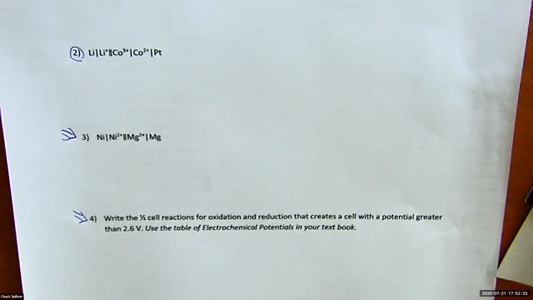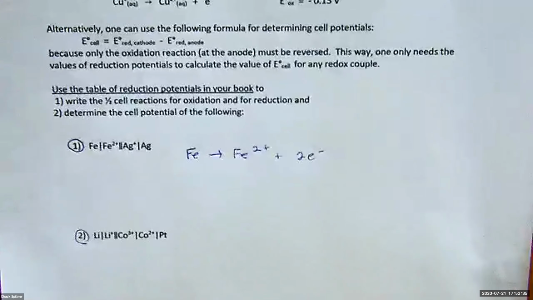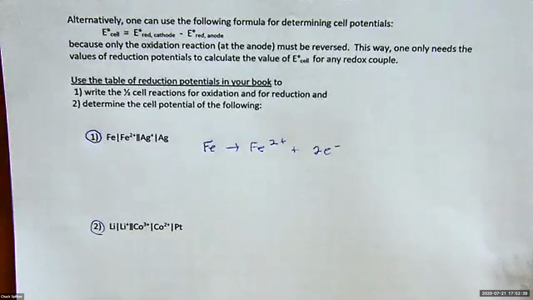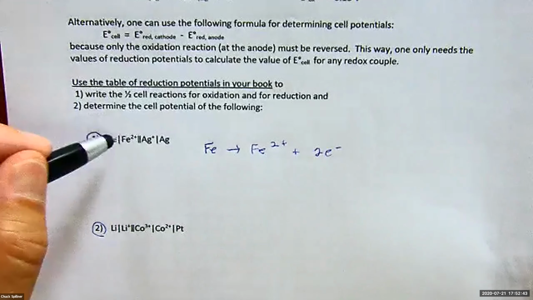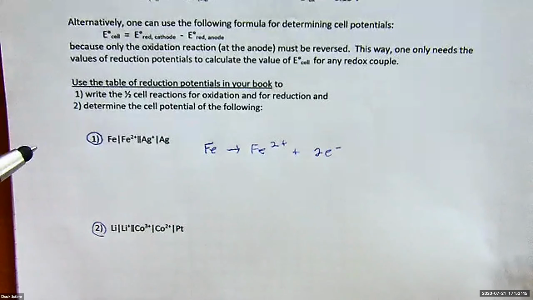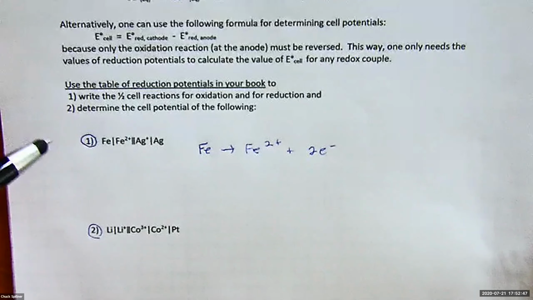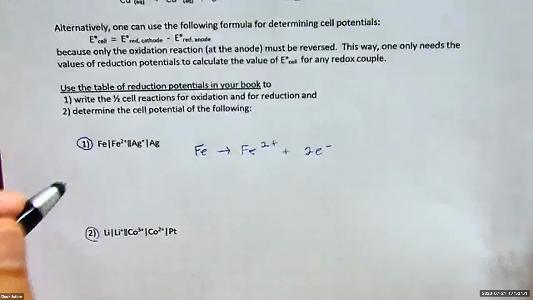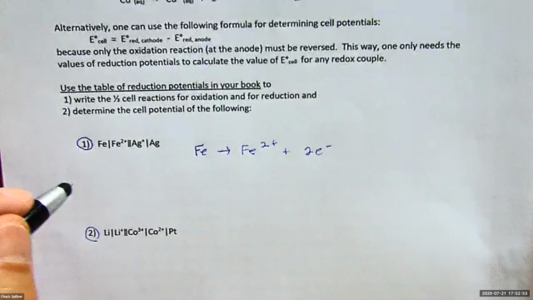So let me do these. Number one, the way this is written, remember our notation, this is the anode on the left. So we have iron going to iron 2 plus plus 2 electrons. We're going to figure the cell potentials for these. They might not be spontaneous. If the E cell is not positive, then it's not spontaneous.